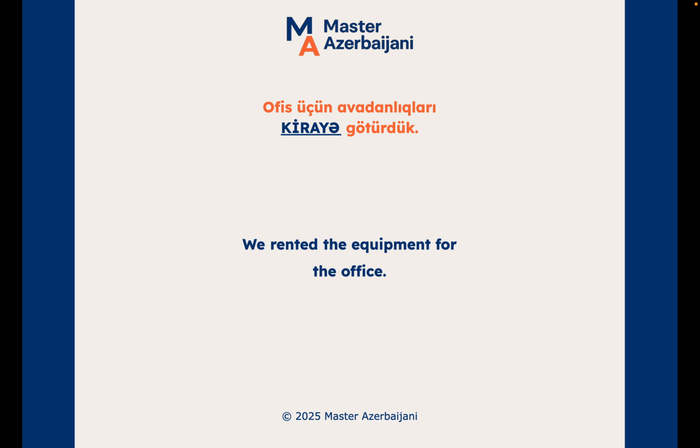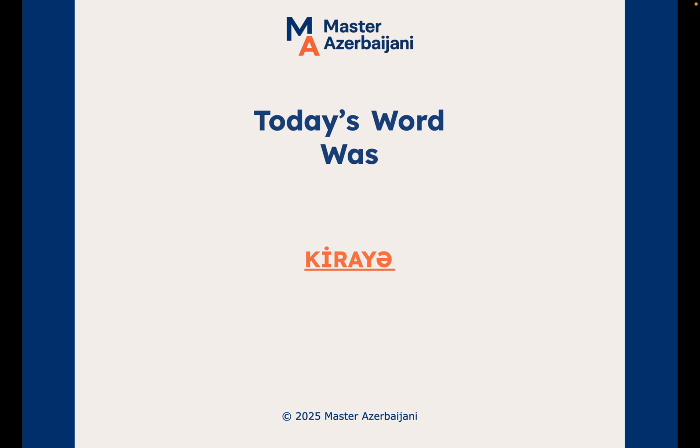Now, kiraya götürmek, to take. Götürmek means to take technically. Okay? But the right way to translate this, we rent. We rented the equipment for the office. Ofis üçün avadanlıqları kiraya götürdük. Right? That was 100% Azerbaijani words and sentences.